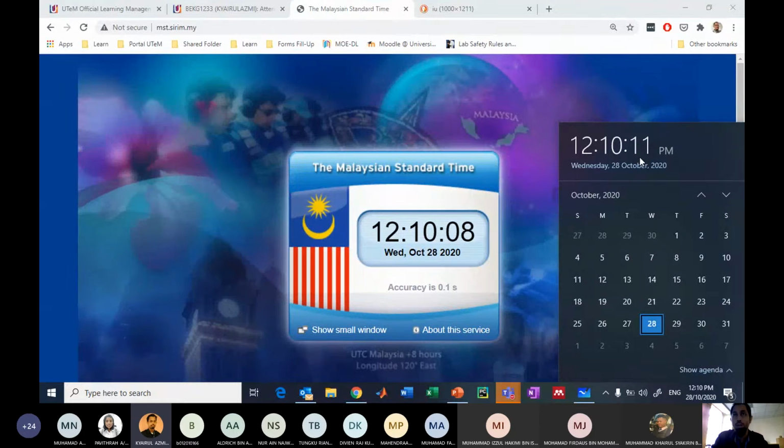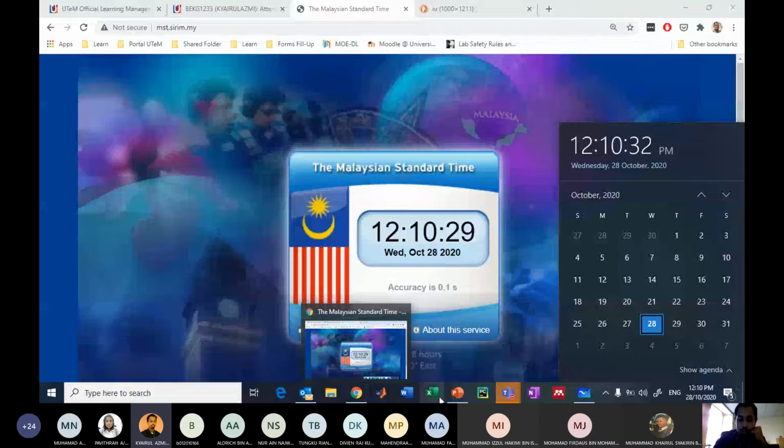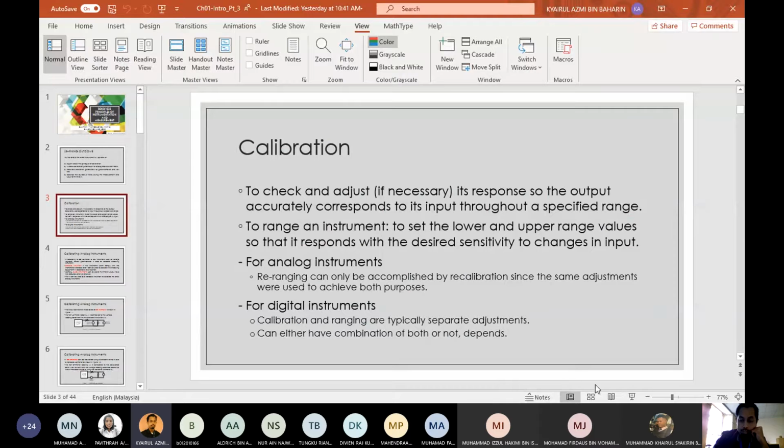So if you refer to the slides on error, static characteristic of measuring instrument, then it falls under the deviation or sensitivity to environment, to disturbance. Okay, these are examples of calibration you can do on your own. Coming back to the slide.